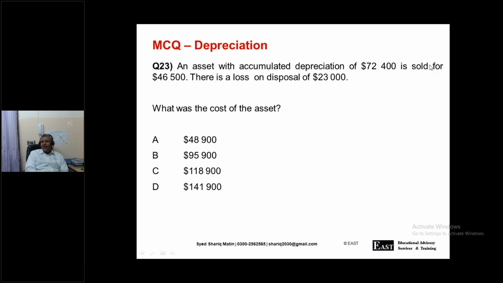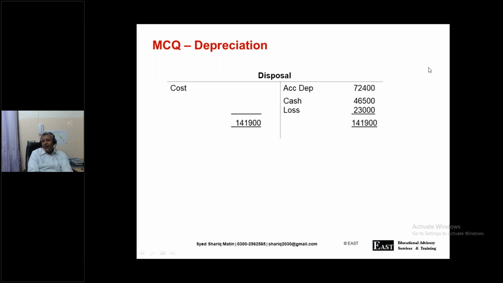Brilliant. Excellent. Thank you, Shapar. Now look at my solution. It is exactly what Shapar said. You know what I did? I wrote cash on the credit side, accumulated depreciation on the credit side, and loss on the credit side, and I added them up. And then I said, okay, this is equal to cost. So I did it exactly the same way as Shapar did.